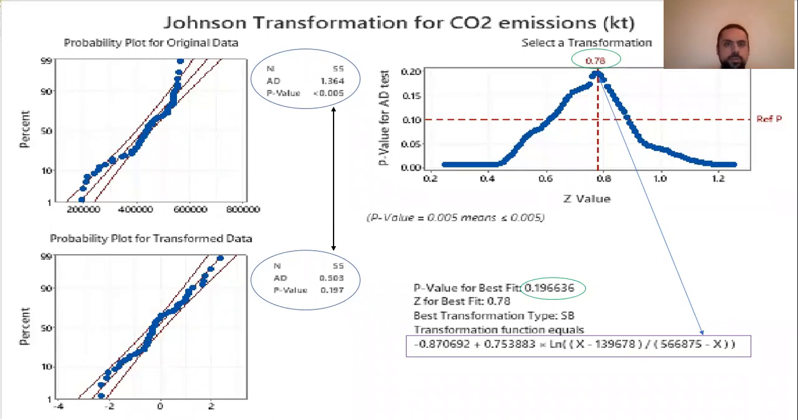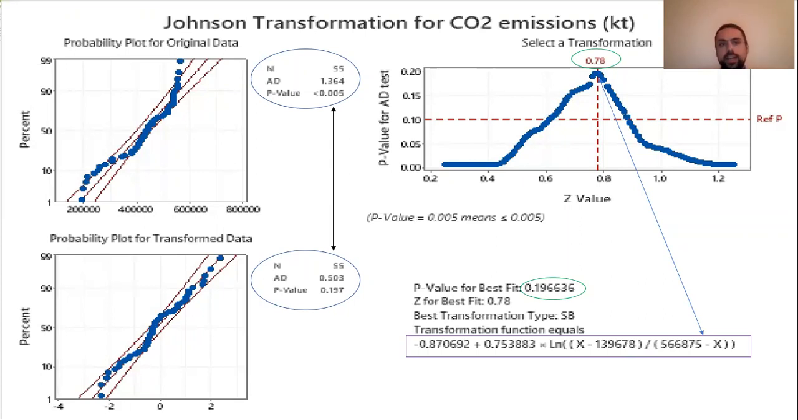About the p-value, you see that before the transformation, our p-value was less than 0.005. It means that it's not at all normal. But after the transformation, our p-value is 0.197. It's more than even 0.1. So it's totally normal. So this tool was effective for us to change our data to normal.